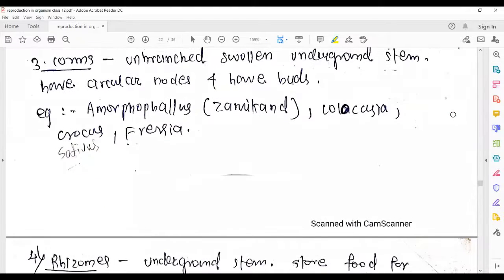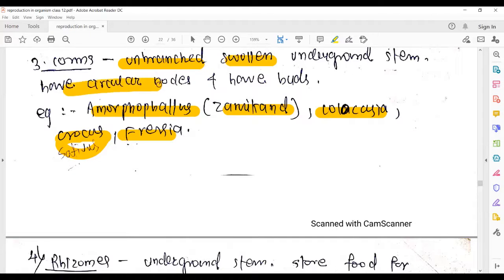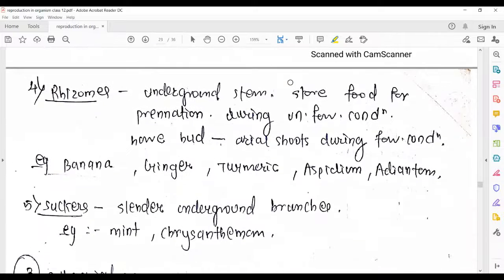Now corms. Examples that come under this corm category are Amorphophallus, that is Zamikand, commonly called colocasia, Crocus sativus, and Freesia. So what are these corms? Now see how this is going to help. They are unbranched, swollen underground stems that have circular nodes and have the buds over there, which will develop into new plants. See over here, rhizomes.